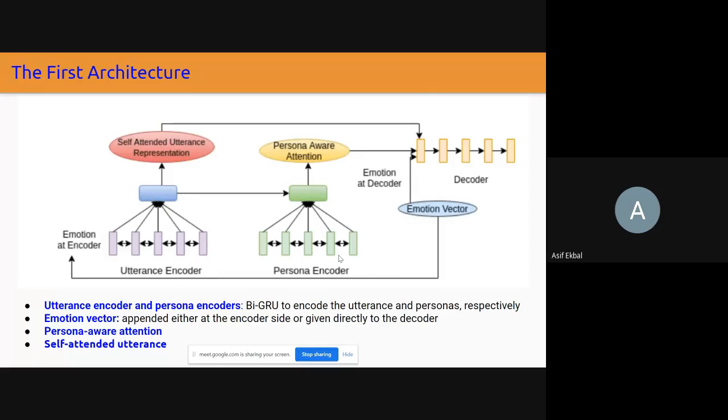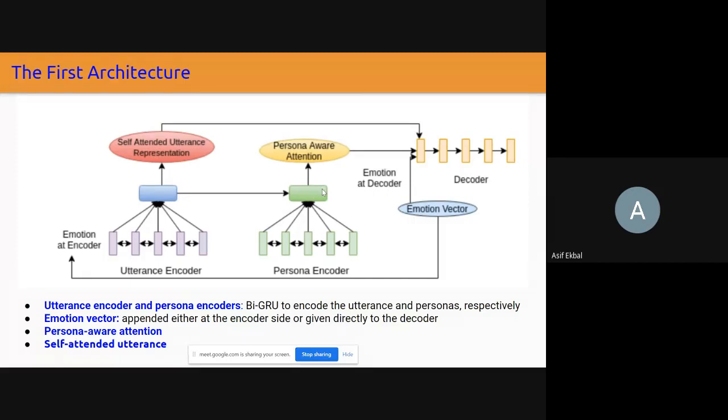What is the persona encoder? All this persona information, like what person 1 has stated and what person 2 has stated, will be encoded. And then there is a persona-aware attention. This is very important. Based on the current utterance, we have to understand what is important to focus on.